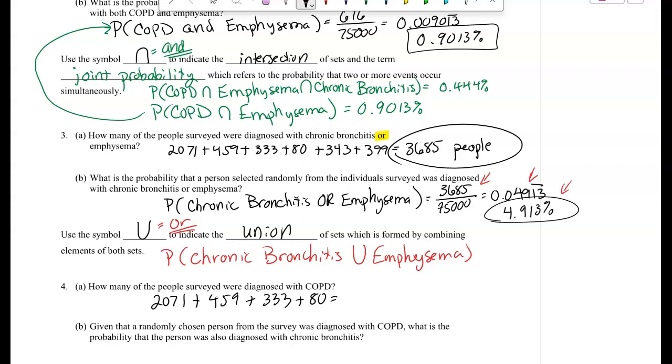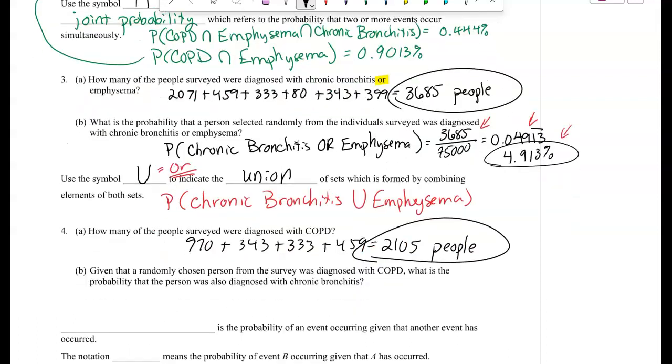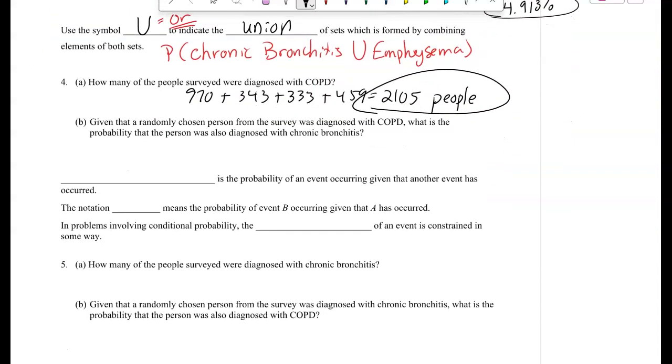No, wait, I did the wrong one. Wrong page. Oh, that's right, chronic. No, that's the wrong numbers. I was looking at the wrong one. Sorry. 970 plus 343. Sorry, my fault. 333 plus 459. Okay, 2,105. Okay, thank you for your approval with the yawn. Okay, I gotcha. Sorry about that. I was looking at a later problem. Try not to flip back and forth.